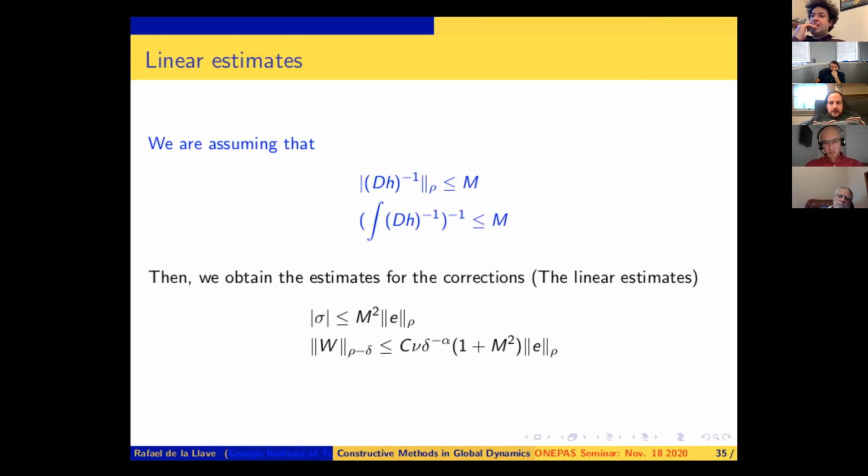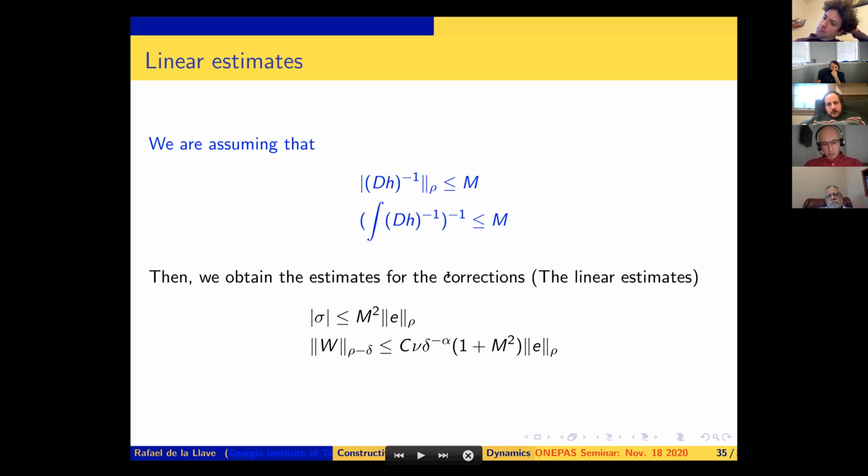You keep repeating until you get all these things to be optimal. In the linear estimates, you make some assumptions, and the assumptions that I make, which I put in blue, are that the derivative of this and the derivative of this are small, and that this average that I am dividing by is also small. Then you get estimates on the corrections, and they are very trivial in the sense that the only thing you need to do is remember the way that I obtained the sigma.